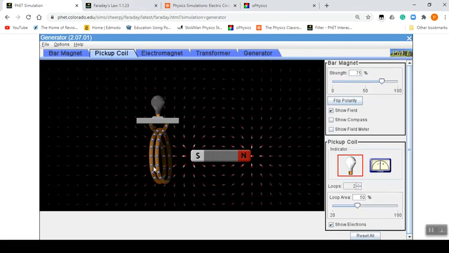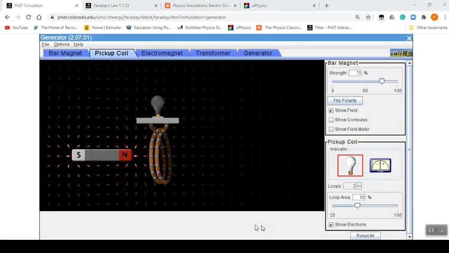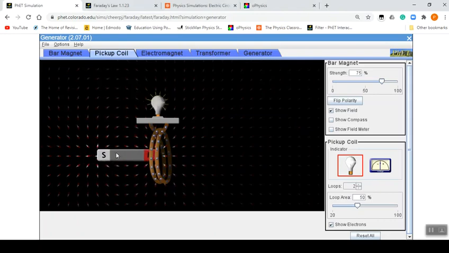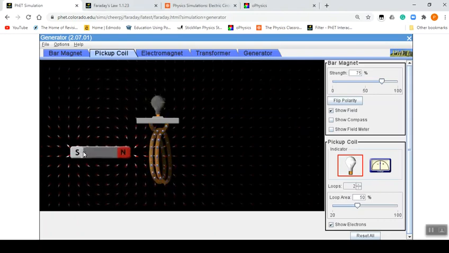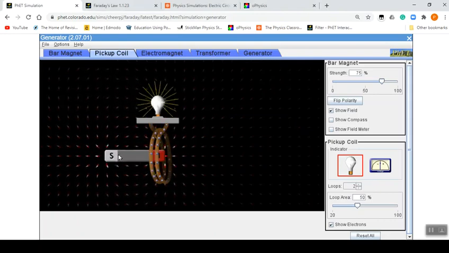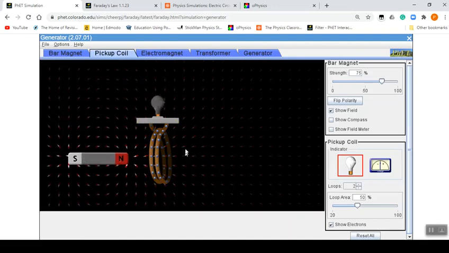Now the reason that this happens is explained in Lenz's law. So we're going to now look at what is Lenz's law. Now, if you remember correctly, when electrons move inside a wire, a magnetic field is created. So technically, we have a second magnetic field created inside this loop.